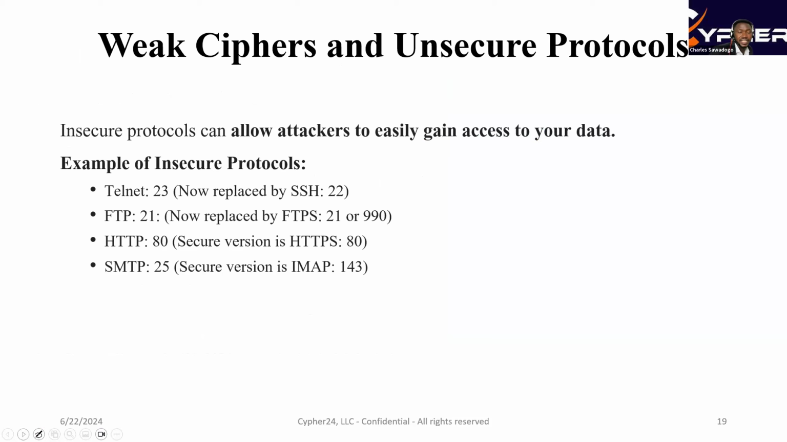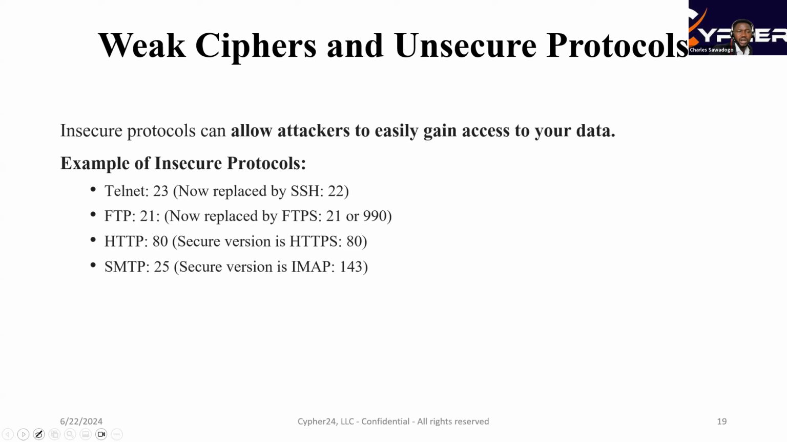HTTP is now replaced by HTTPS. SMTP is now replaced by IMAP. But I want you to understand this. Some ports are now deprecated. They are no longer secure. So they are called insecure protocols, and companies should avoid using them. For example, if you use port 80, it means that the website has no security, and that can be a big problem.